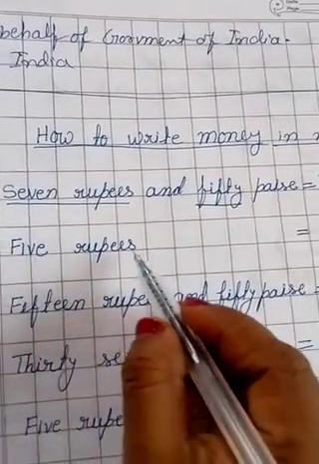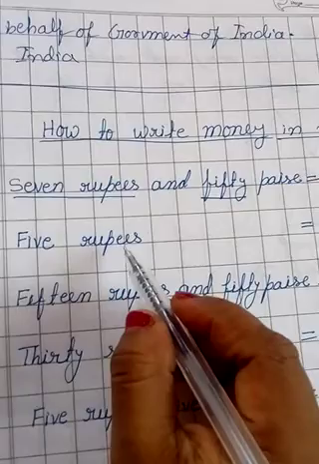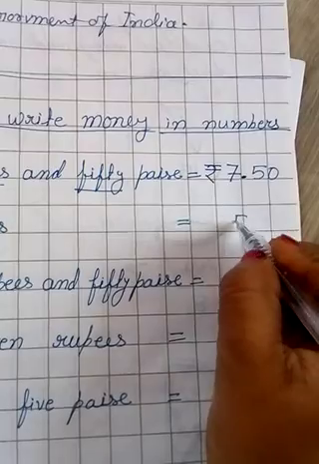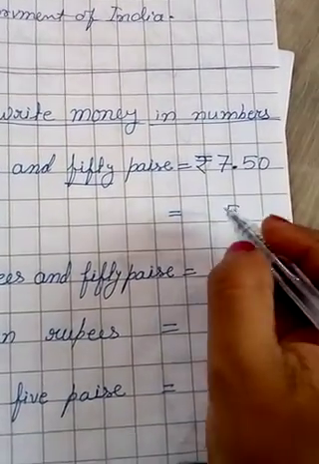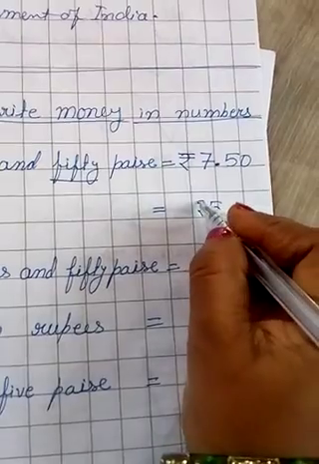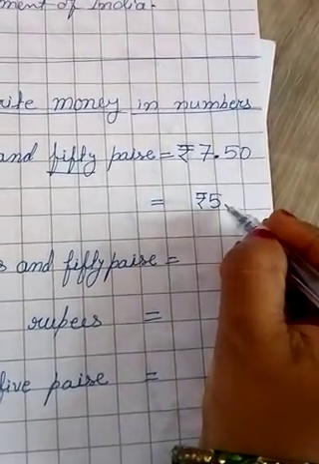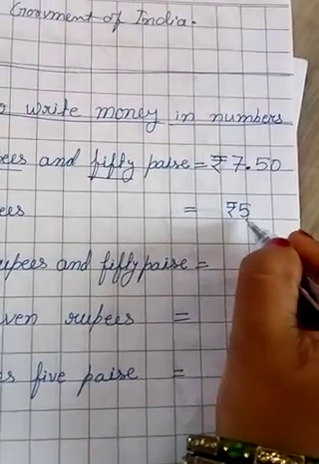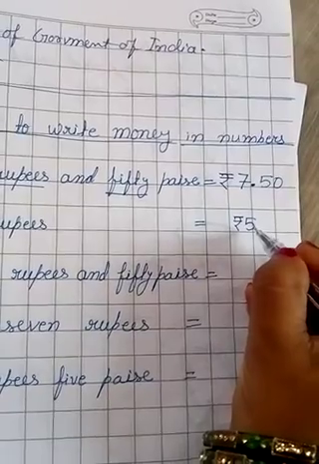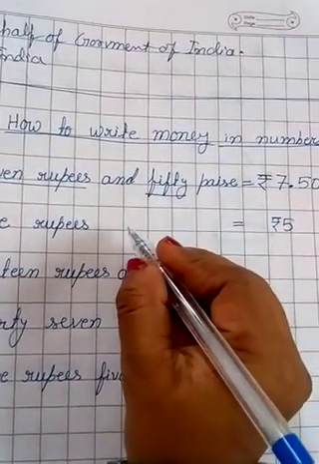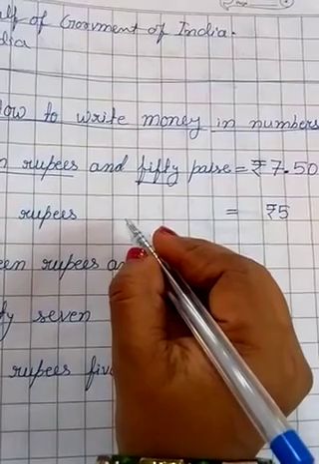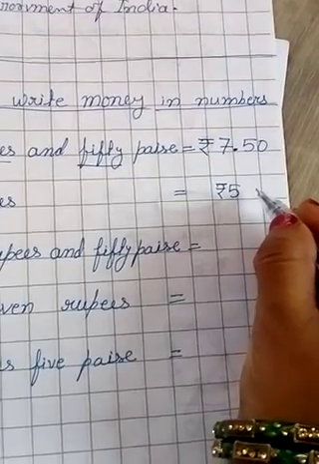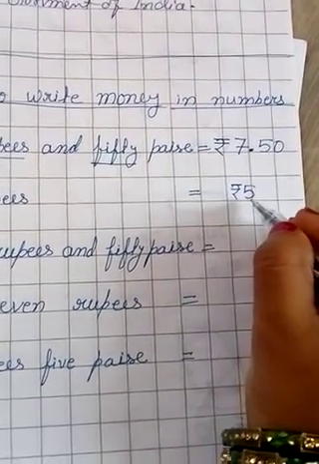Next, 5 rupees. Only 5 rupees we have to write down, no paise we have here. So again we will write down 5 rupees only. Here no need to put the point and no need to write anything after the point. So this is 5 rupees only. Okay, here we have nothing in paise, so there is no need to put the point also, and nothing we will write after the point. So only ₹5 we will write down.